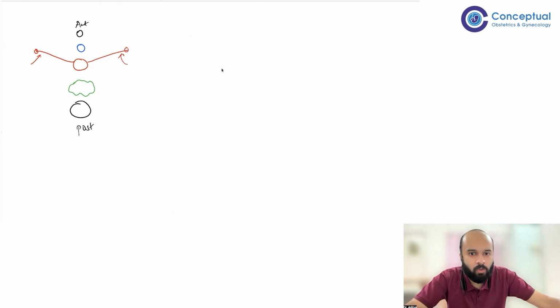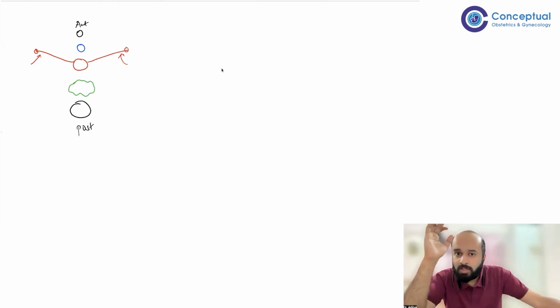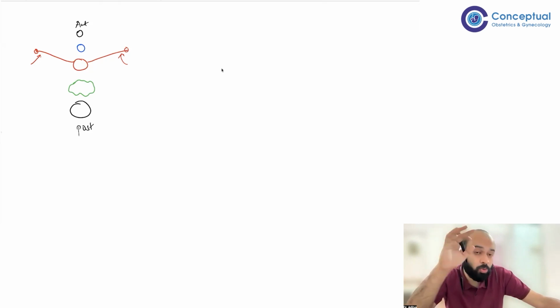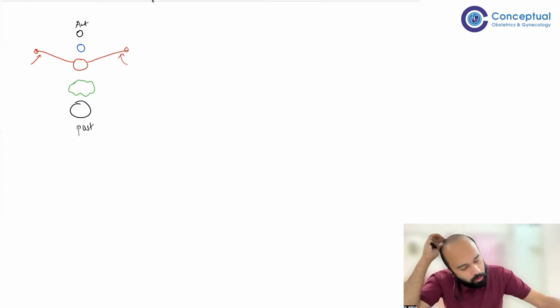Yes, correct, it is the round ligament. The inguinal ligament is attached from the pubic symphysis to the anterior superior iliac spine. It is just a condensation of the lower end of the rectus muscle. It has nothing to do with the uterus. So it is not the inguinal ligament, it is the round ligament.